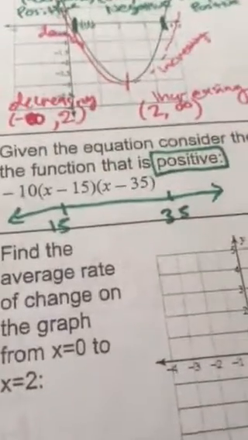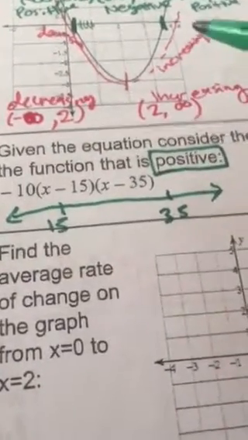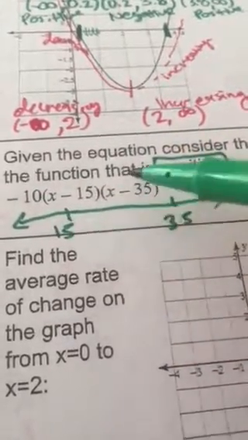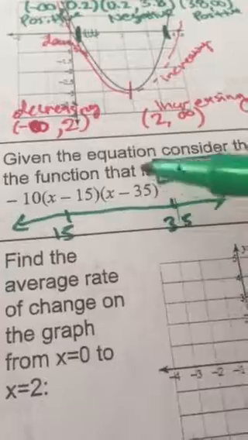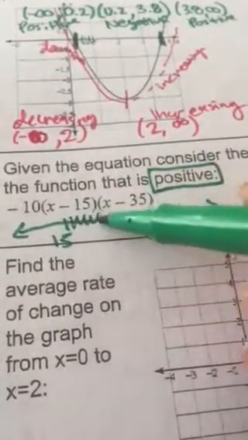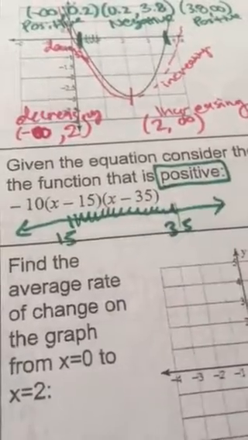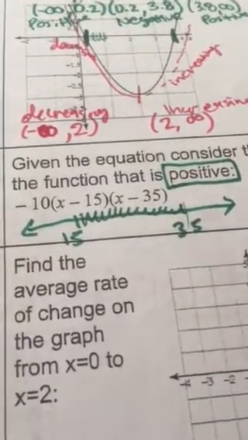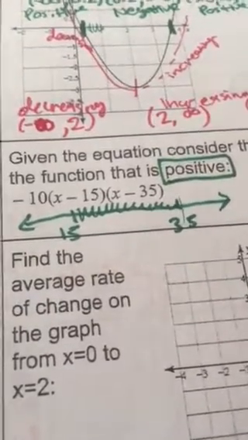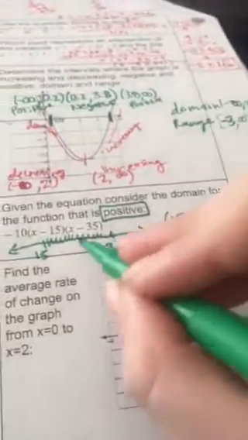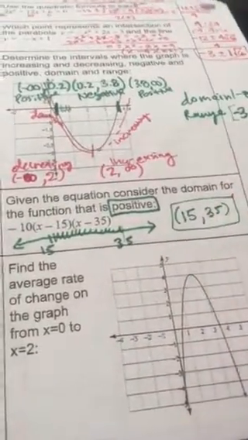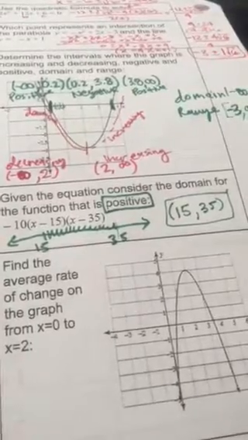If I think about my graph, it would open down because of the negative. So if my graph is opening down, that means up here is going to be positive. That means this section in the middle is positive. So my domain would be from 15 all the way to 35. I would be making a positive amount.